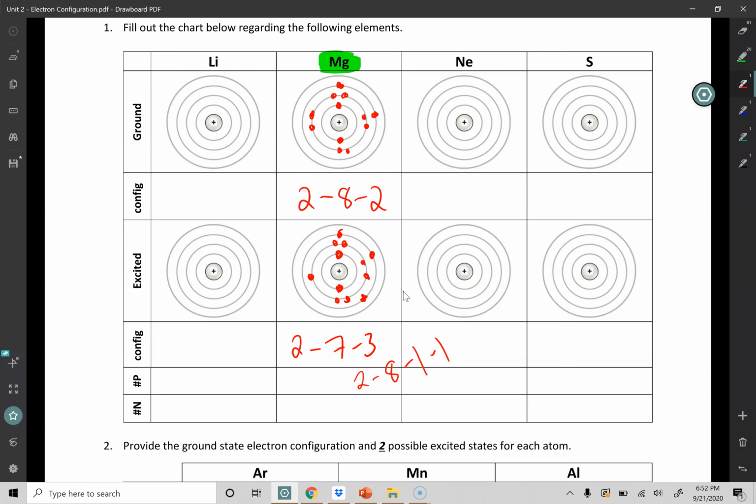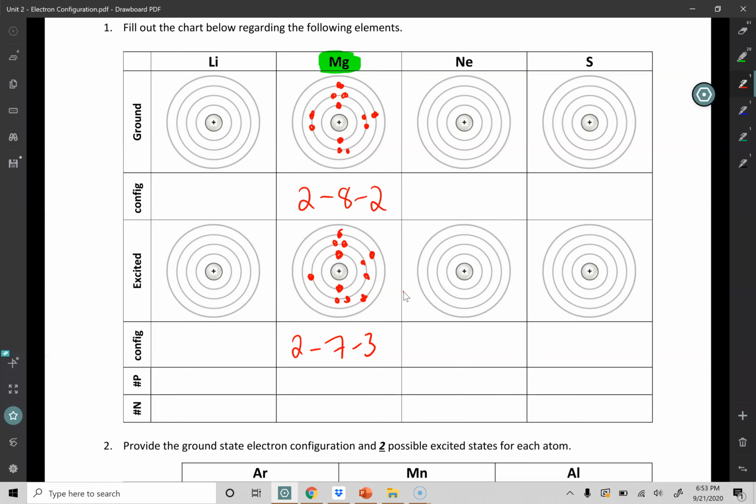Plenty of different excited states to come up with. There are 2 rules you need to keep track of. First, make sure that you still have the correct number of electrons. In the case of magnesium, we need 12. Rule number 2, make sure you don't break the maximum number of electrons that each energy level can hold. For example, if I did something like 1, 9, 2, that isn't going to work. Why not? Because I've got 9 electrons in the second energy level, and it maxes out at a total of 8.